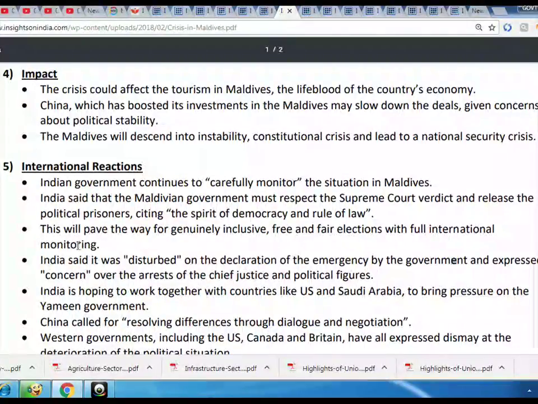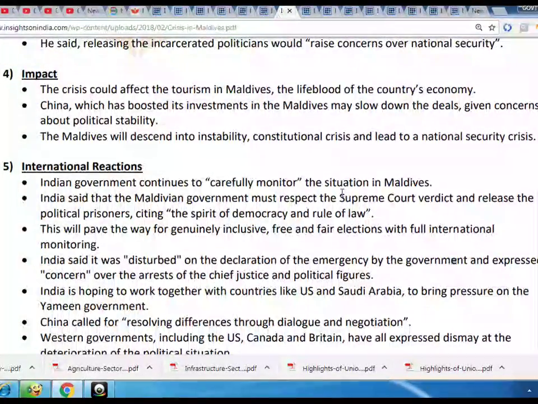5. International reactions. The Indian government continues to carefully monitor the situation in the Maldives. India said that the Maldivian government must respect the Supreme Court verdict and release the political prisoners, citing the spirit of democracy and rule of law. This will pave the way for genuinely inclusive, free and fair elections with full international monitoring.